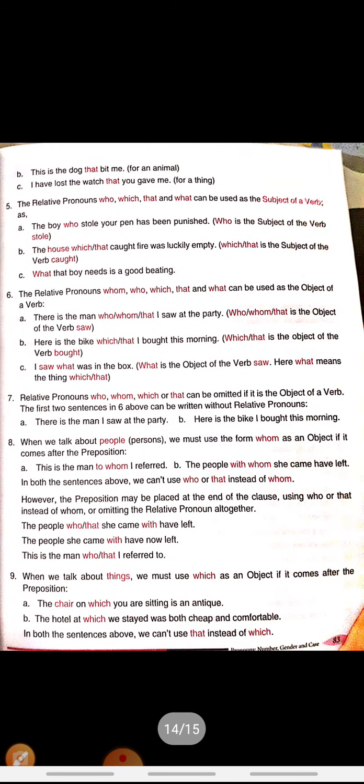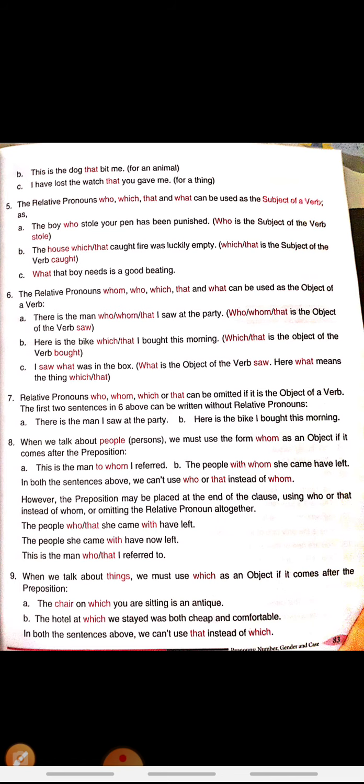Okay, now, this is the dog that bit me. Here, that is used for an animal. I have lost the watch that you gave me. Now, that is used for a thing. So you have clear-cut examples in front of you.